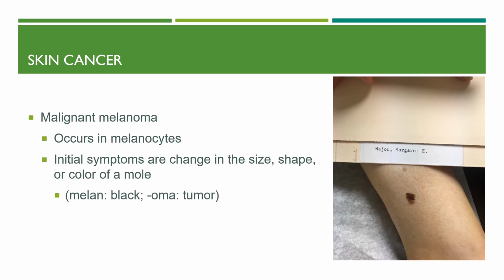And the last one is malignant melanoma. This is probably the most serious of all the skin cancers. Melan is black, if you remember. The term actually means black. What happens is this is a cancer that occurs in the melanocytes, the cells that make the pigment melanin in the skin.